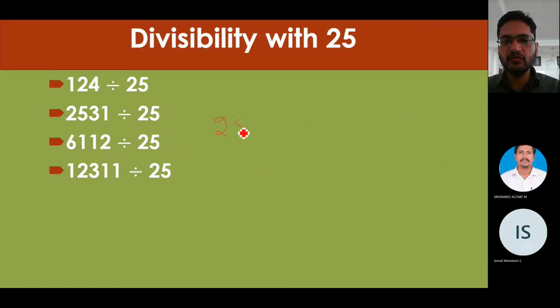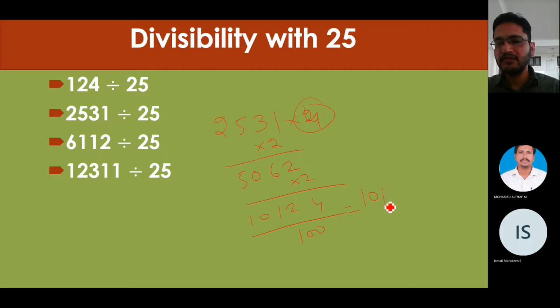Next we have 2531. So I will multiply this number with 4. First of all, I will multiply this number with 2, it is 5062. Again I will multiply this number with 2, it is 10,124. Now I will divide this number with 100. So it is 101.24.